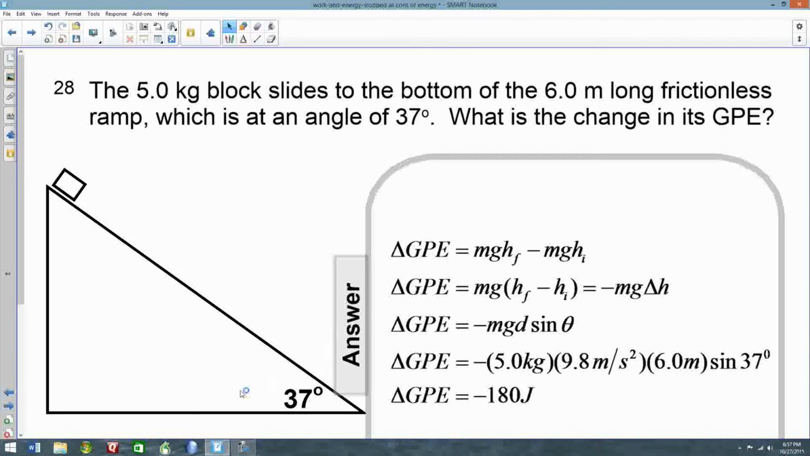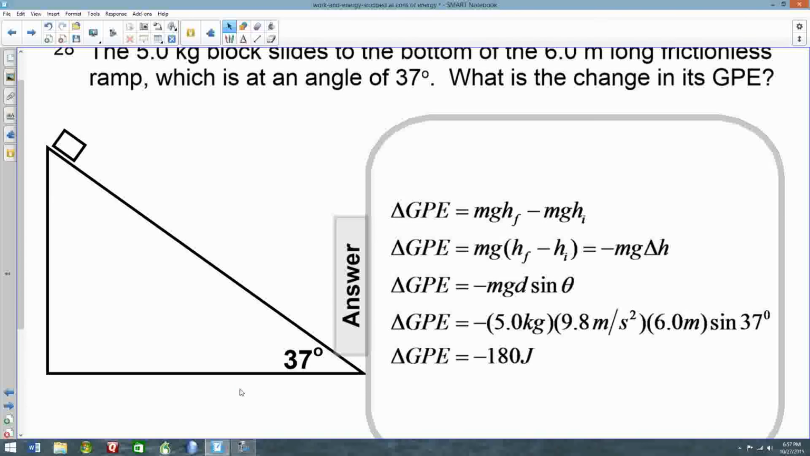The gravitational potential energy is equal to mg times the change in height. We're going to replace the delta h with d sine theta, and we end up with negative 5 kilograms times 9.8 meters per second squared times 6 meters times the sine of 37 degrees. This gives us negative 180 joules. Can you figure out why this should be negative?